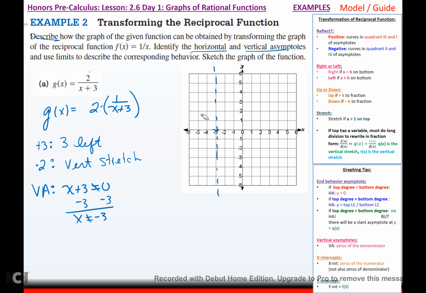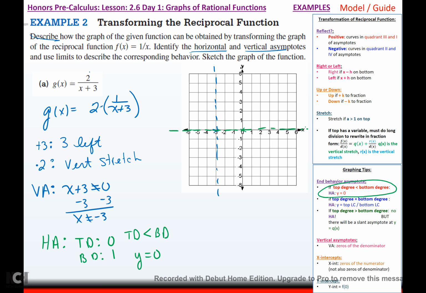My horizontal asymptote, you do the degree rules. My top degree is 0 because there's no x. My bottom degree is 1 because it's x to the first plus 3. So my top degree is smaller than my bottom degree. If my top degree is smaller than my bottom degree, then my horizontal asymptote is at y equals 0. There's 0 on the y-axis. Horizontal means draw a horizontal line through it. So there's my horizontal asymptote.